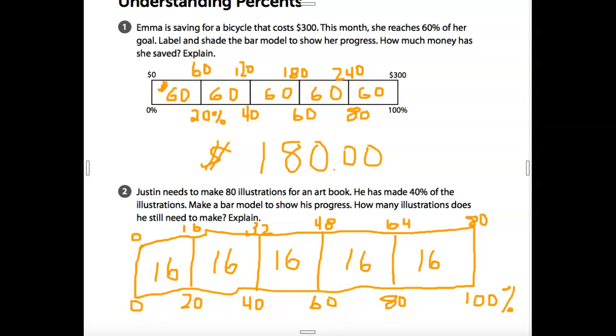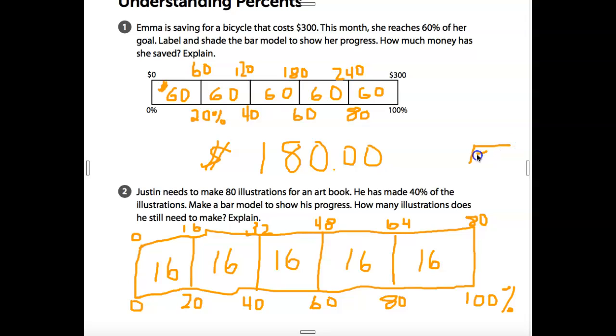So let's see. We've got 0 to 100% here, 20%, 40%, 60%, 80%. And he needs to make 80, so that would coincide with 100%. He would be done after 80. So he has made 40% so far. So we have 5 boxes here, and if we divide 80 by 5 boxes, we get 16.